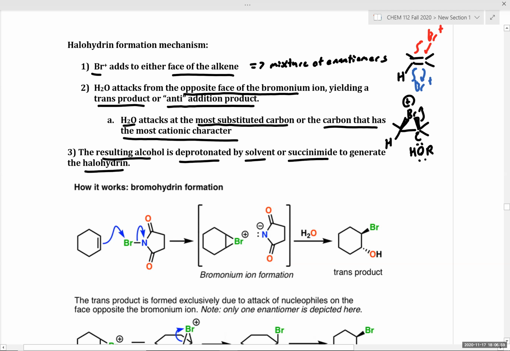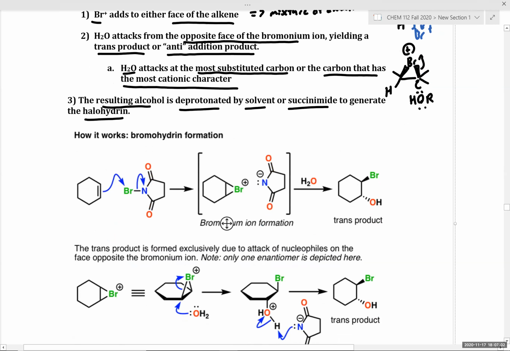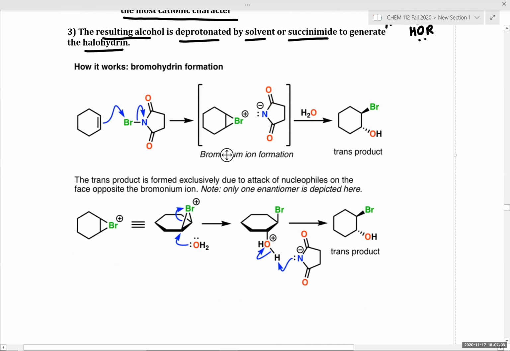Okay. So notice we generate the trans product. That's because, noting in our mechanism, the attack occurs on the opposite face to our halonium. That's why we observe our trans product. Does this idea make sense to everyone? It's very similar mechanistically to dibromination, except rather than attacking with bromide, we're attacking with water or another alcohol. It's really important to note the stereochemistry because we're going to look at different reactions with slightly different stereochemical outcomes.